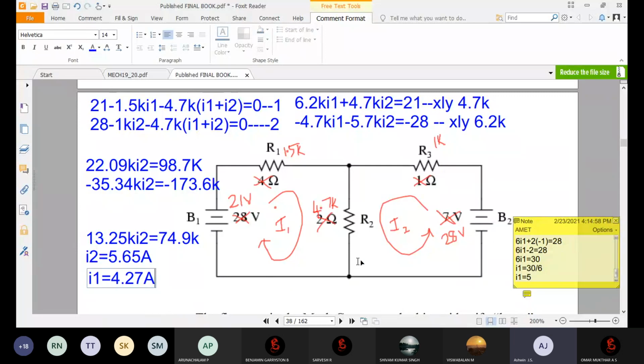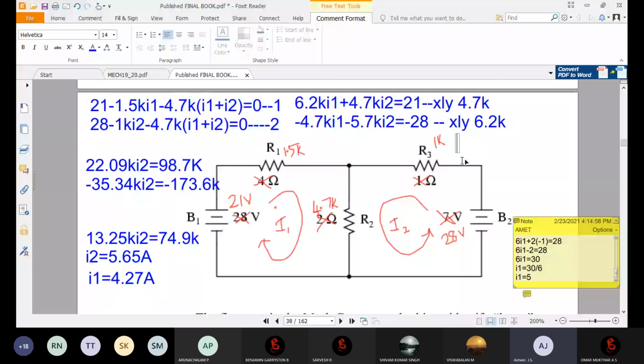Wait a second. What I did is I just multiplied 4,700. In this equation, 4.7K is nothing but 4,700 multiplied with the current I2. I2 is 5.65. I multiplied, so I got the value, I will write here. So the answer is 2.048. Wait a second, I will rewrite this.